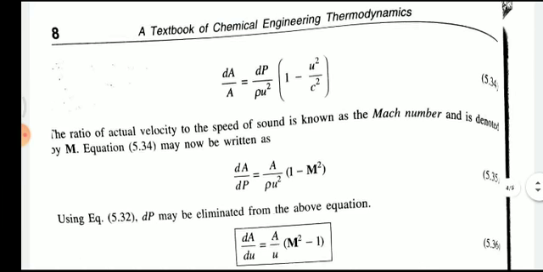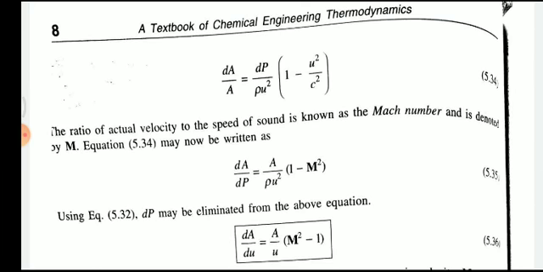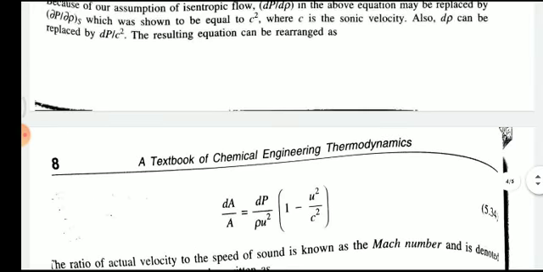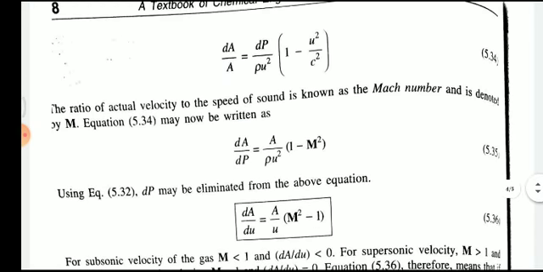So it is dA by A is equal to dp by rho u square into 1 minus u square by c square. Okay, so in this equation, the ratio of actual velocity to the speed of sound, u by c, is known as the Mach number. Speed of sound is c, the sonic velocity. It is denoted by M.